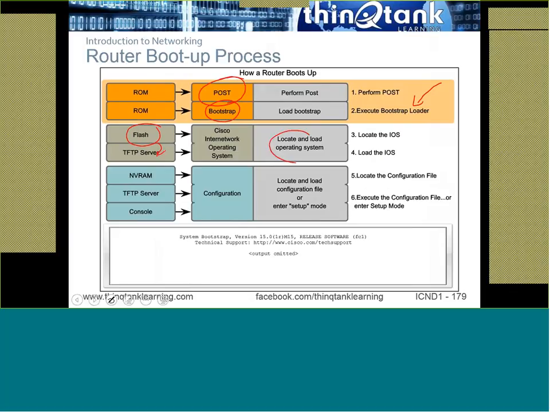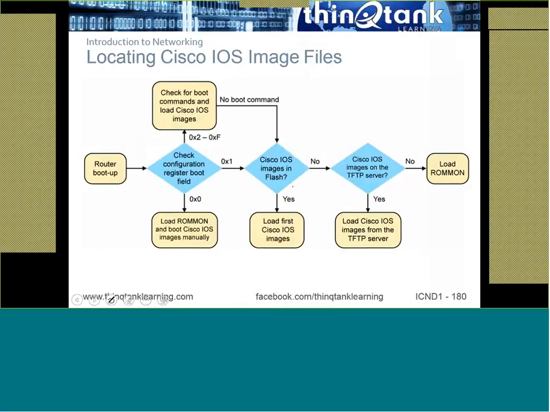Once the IOS gets loaded, we start in Flash and it gets loaded to RAM. Then we go look for our startup config in NVRAM. If the startup config exists, we load that and that becomes the running config. If the startup config does not exist, we go into setup mode, which is that initial configuration dialog. All right? Same slides that we saw in the other chapter.